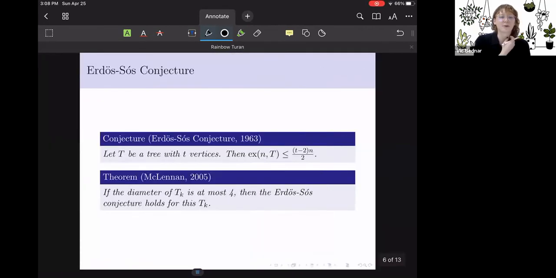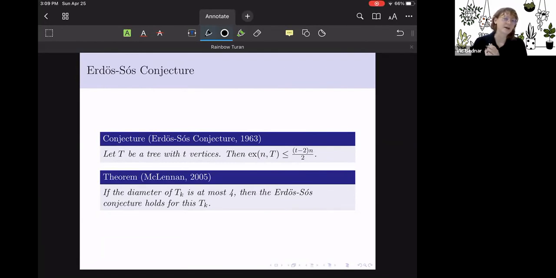We need one more tool before we get to double stars, and that is the Erdős–Sós Conjecture, which we will use in conjunction with the reduction method. Erdős–Sós Conjecture is from 1963. The idea behind it, it gives the extremal number for all trees. The idea behind it is that a star is kind of the densest tree you can have. A path is kind of the least dense tree you can have. They both have the same Turán number, same traditional Turán number. So all of the trees in between should have the same traditional Turán number.